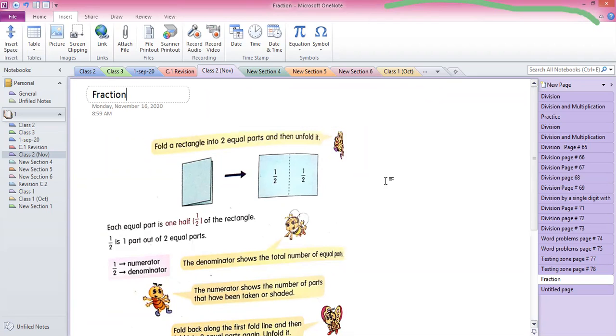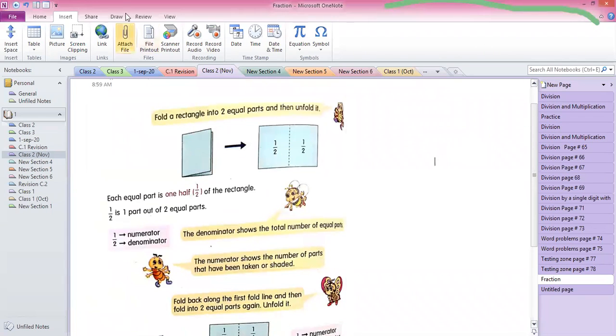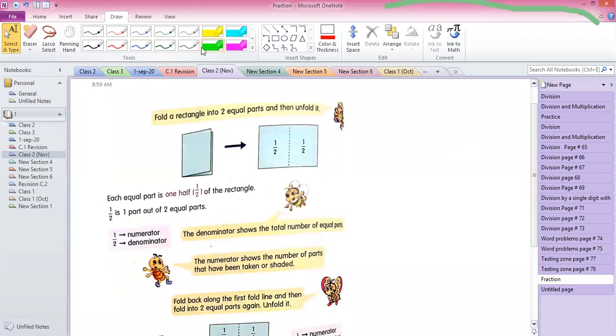Now come to the numerator and denominator. What is numerator and what is denominator? Numerator is the one that tells you how many parts are shaded, or how many parts of a whole are taken. And denominator is the one which tells you how many total parts are there. Like how many total parts are there in this rectangle? 1 and 2. So you write here in denominator 2. That is showing there are total two parts.